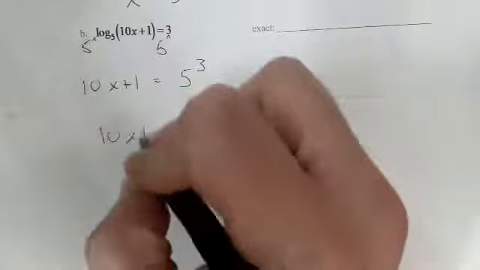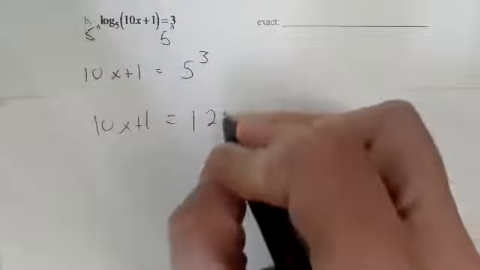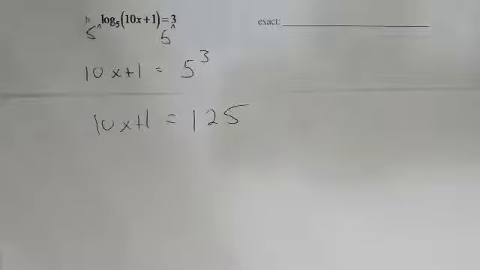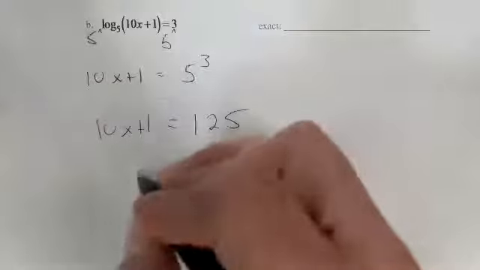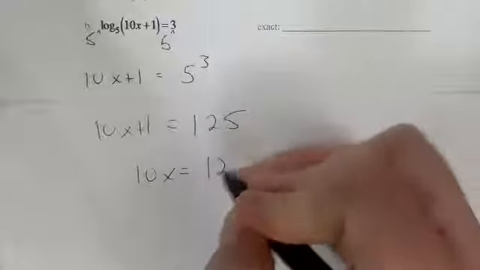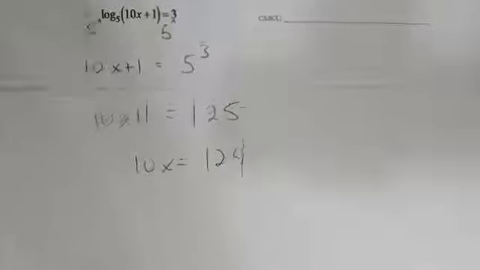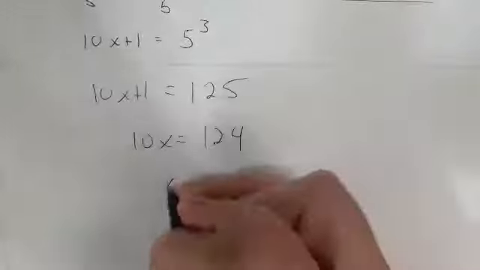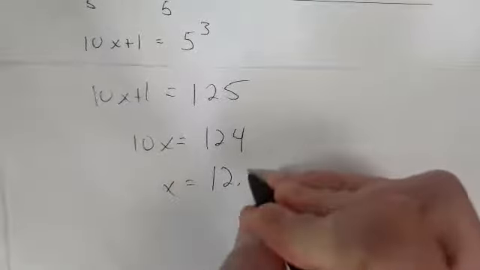This is 10x plus 1. I'm going to do my exponents. 5 times 5 is 25. And if I got 5 quarters, that's $1.25. Okay, now I am solving for x. So this is a first order linear equation. Ooh, I hope y'all know how to do these by now. So I have to subtract 1. x equals, we're going to divide by 10 to get 12.4.